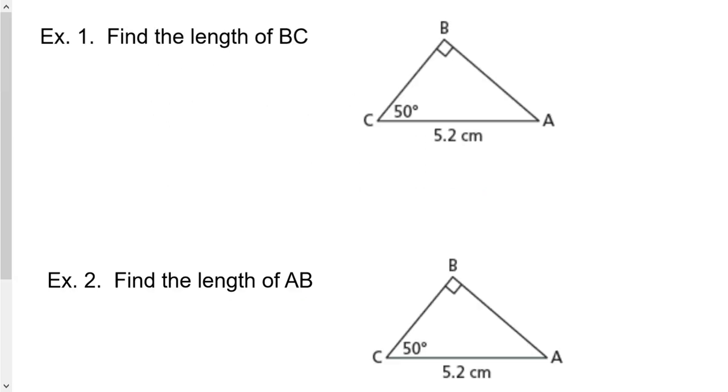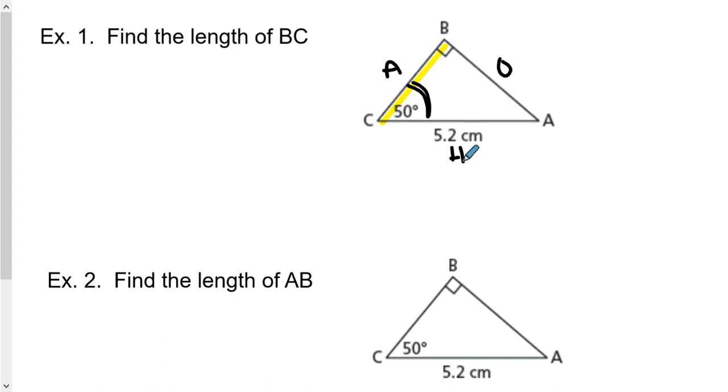So let's look at some examples. Let's find the length of BC, so finding the length of this side from point B to point C. We have an angle given to us already, so let's assume that's our reference angle. Let's label our sides based on that 50-degree angle. The side length that's opposite is length AB or BA. The side length that's adjacent is BC or CB. And the hypotenuse is this 5.2 from A to C, because it's opposite that right angle.